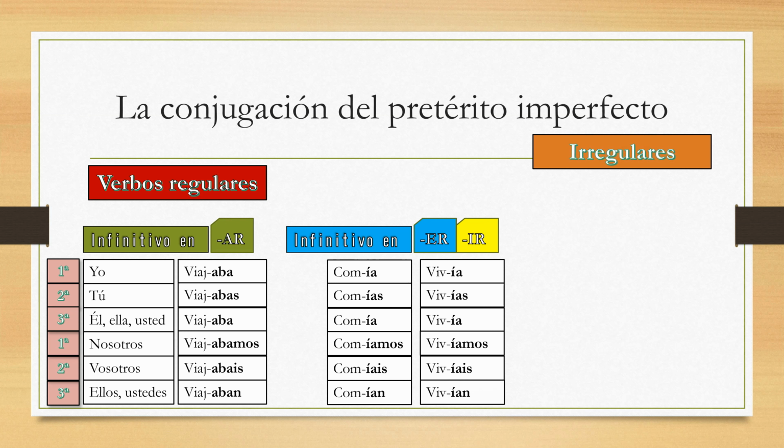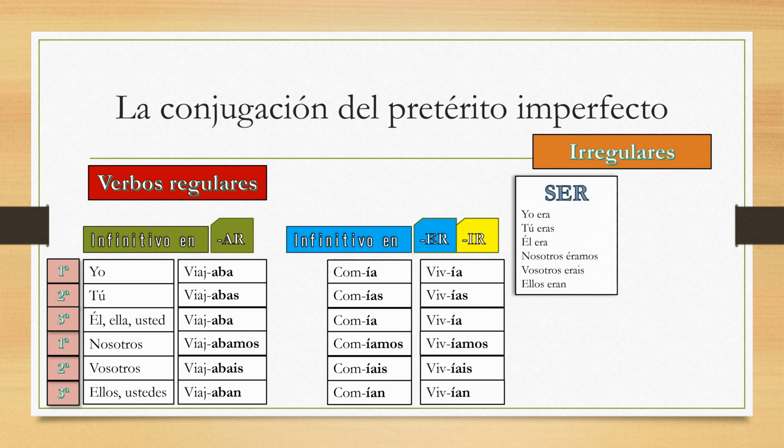In this case, irregulares, there are only three that we can see in pretérito imperfecto. Verbo ser, yo era, tú eras, él era, nosotros éramos, vosotros erais y ellos eran, is one of them. Don't forget that the first person plural has tilde.